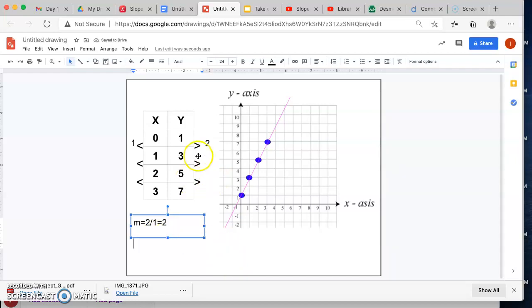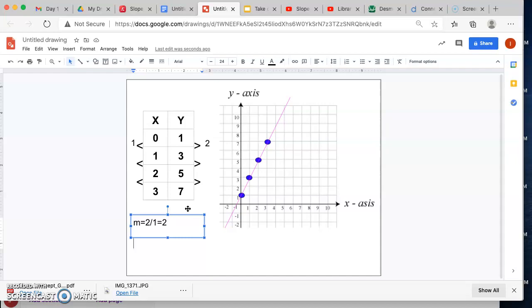And the truth is, it doesn't matter which 2 points I choose, because you see how from 1 to 3, that gives me 2, and 0 to 1, that gives me 1. What if I went from 1 to 7 and 0 to 3? Well, if I went from 1 to 7, I'd get 6 divided by 0 to 3 is 3. Oh hey, 6 over 3 also simplifies to 2. It doesn't matter which 2 points I choose. I can choose whichever ones are easiest for me. So now I've got m.